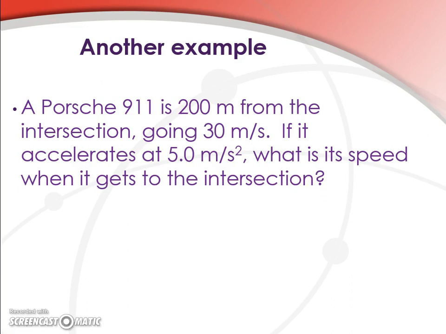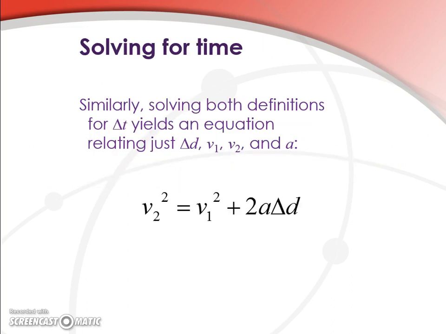Well, the first is we're not being asked for the time when it gets to the intersection, we're being asked for its speed. And so we're going to have to get a little bit creative about how we do it. But it's no different than the other situation. We simply say the thing we don't know is time. We isolate for time and then rearrange the equation.